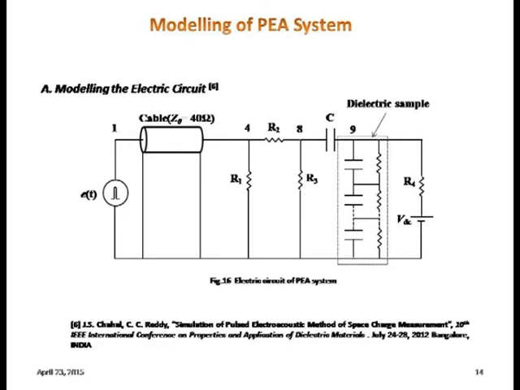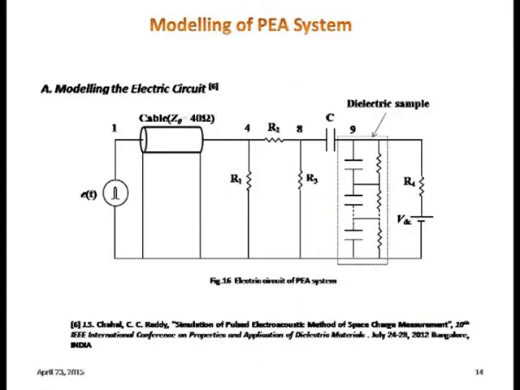The cable is again a transmission line, so the pulse voltage gets transmitted like on a transmission line, and this is a very high frequency signal. So you have to model it like a transmission line with Z0 of 40 ohms. This is modeled in PSpice.